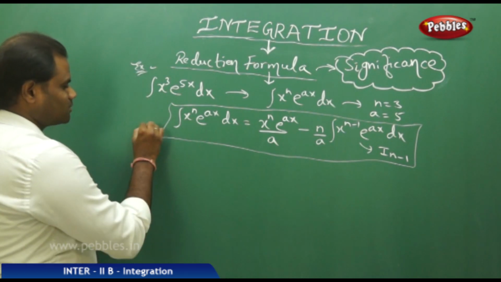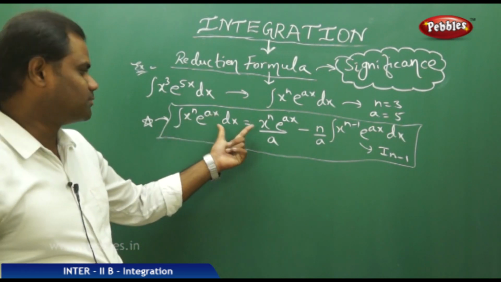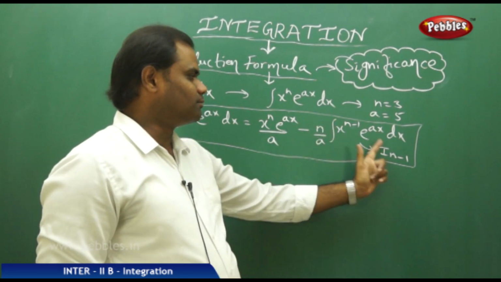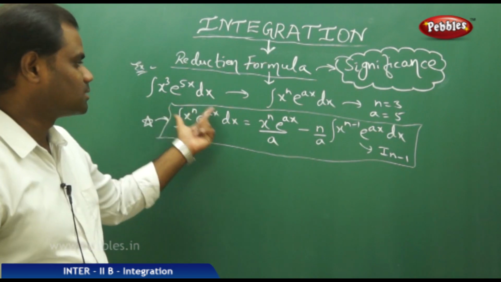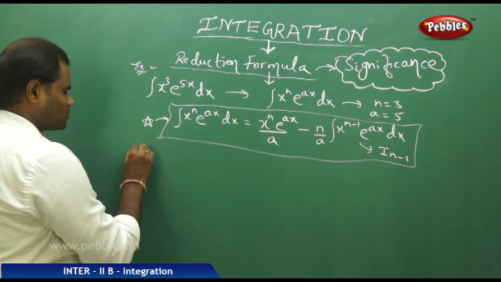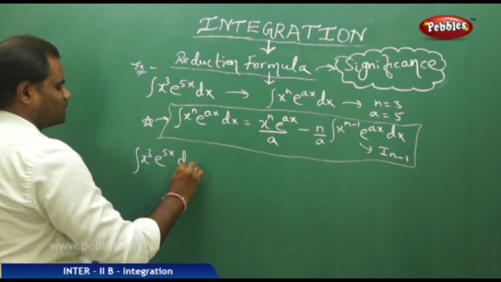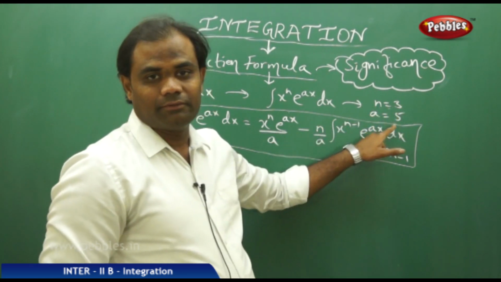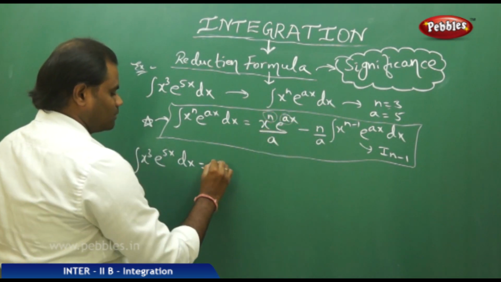Therefore, using this reduction formula, the integral of x power n e power ax dx is equal to x power n e power ax by a minus n by a times the integral of x power n minus 1 e power ax dx. Let's see how I can evaluate this using this reduction formula. So in order to evaluate the integral of x cubed e power 5x dx, I have n equal to 3 and a equal to 5.